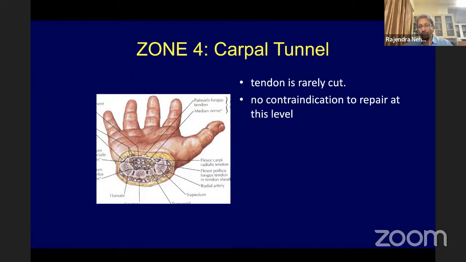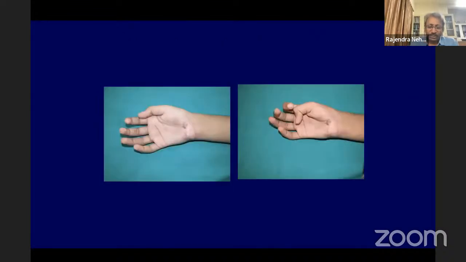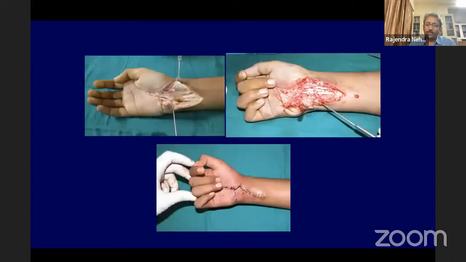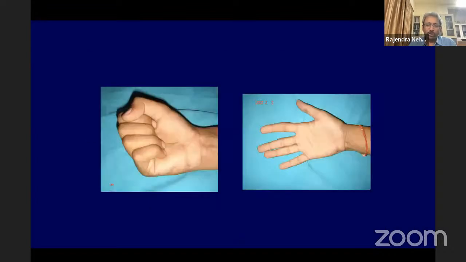We'll go to zone 4 directly. In zone 4, the tendons are rarely cut because it is well protected, but there is no contraindication to repair at this level. This is a patient who presented to us too late. After he was already operated somewhere, he had a flexion like this. Thumb was flexing very well, but finger flexion, you can see, was very poor. So we explored all the tendons, almost all were gone. The median nerve was repaired to one of the tendons. The ulnar nerve was left. It was not repaired. So we did all the repairs, and this is his final result.